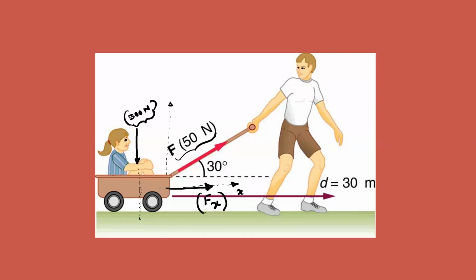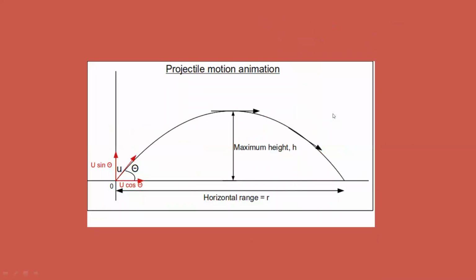Because of the Fx, this trolley will get some acceleration, because we know that force is equal to mass into acceleration. By using the dynamic calculation part, we can find out the acceleration. This is a simple example for the dynamics part where we are analyzing the motion. The second example is the projectile motion. You must have studied this in your 11th projectile motion chapter.